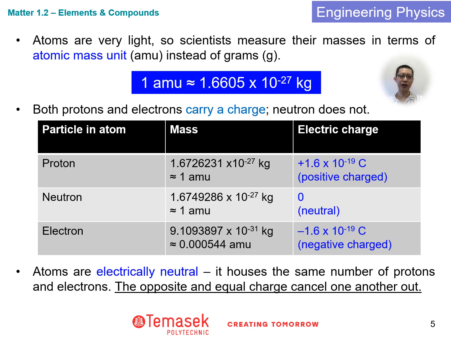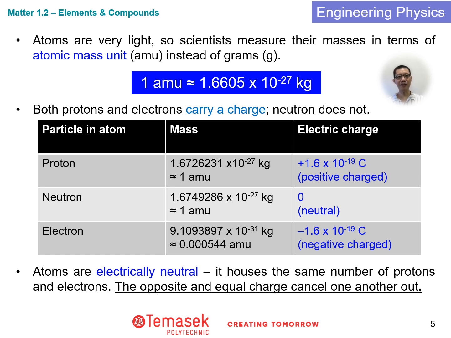Atoms are incredibly light, so scientists measure their masses using atomic mass units, or AMU, instead of grams. One atomic mass unit is approximately equal to 1.6605 times 10 to the minus 27 kilograms.